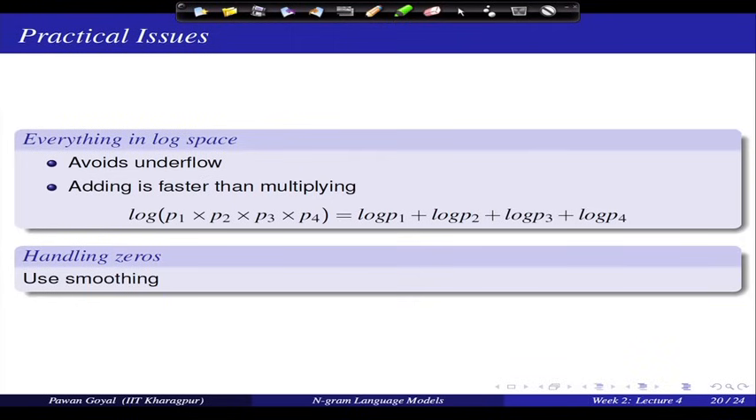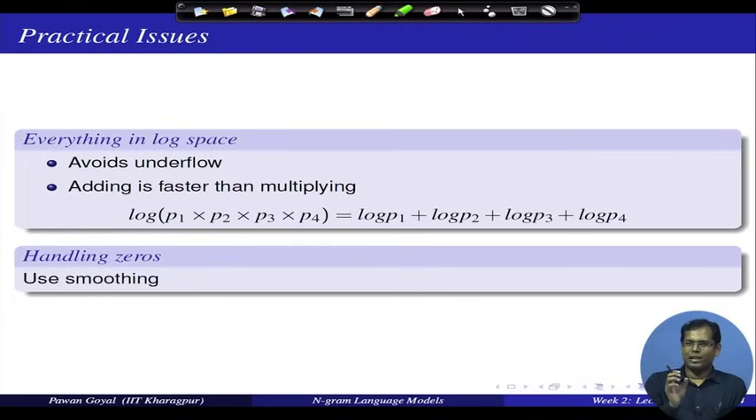There is another problem of handling zeros. Suppose in your utterance there is a particular bigram that never occurred in your training data. What would happen? You will give it a value of 0, but that will convert everything to 0. So you need to do something for that, and we will see that in the concept of smoothing.